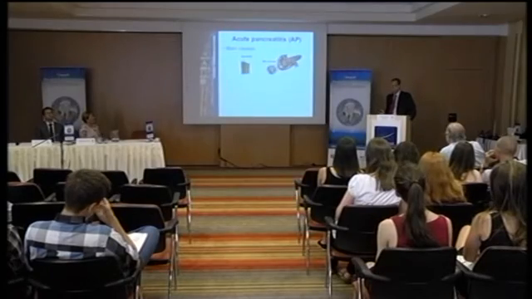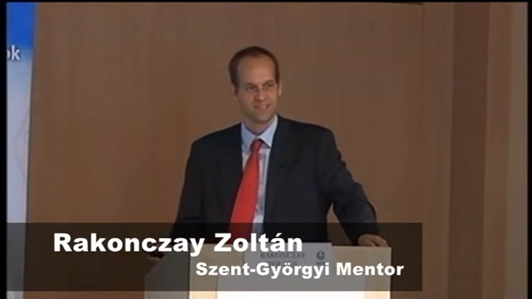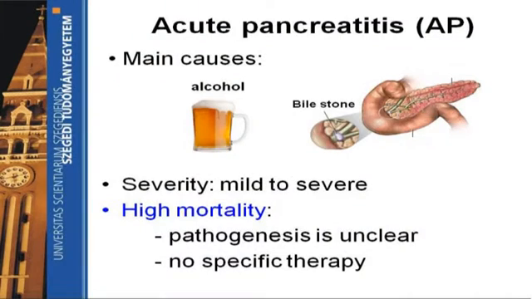So one of our main interests in the pancreatic research laboratory is acute pancreatitis. Acute pancreatitis is a sudden inflammation of the pancreas. The main causes are alcohol and bile stone disease. Its severity can range from mild to severe, and especially the severe form has a very high mortality. Part of this is related to the unclear pathogenesis, and also the disease has no specific therapy.